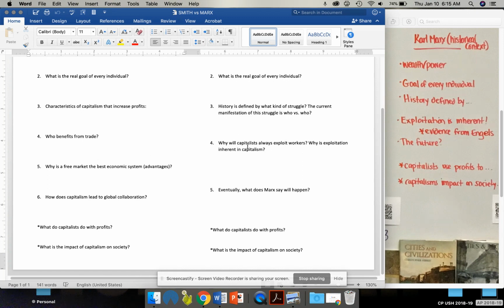So do we have innovation and reinvesting in capitalism? Absolutely. Do we have exploitation in capitalism? Absolutely. Are they happening at the same time all the time? Absolutely. Finally, down here, what does Karl Marx say is eventually going to happen? Eventually, he's going to say that the workers are going to realize that they have the real power.